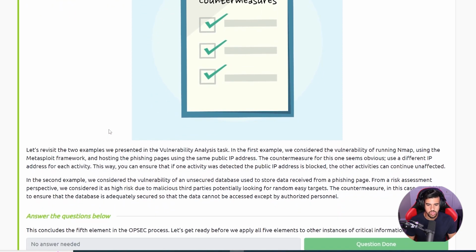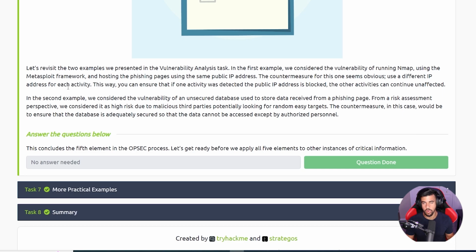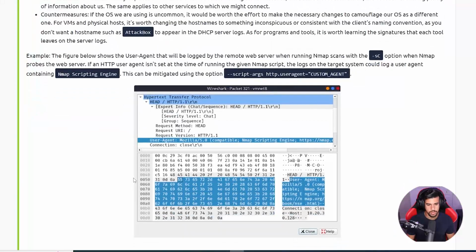So going back to those examples before, using the same IP for multiple different operations, what we could do is have separate servers for each purpose. So each one serves a single purpose. So if one gets blocked, then it's not going to in any way impact the other operations that we have going on in our red team engagement. And then, of course, to the example of the unsecured database, simply following the proper security measures and securing that database would be a countermeasure for that. So pretty straightforward, I would say.